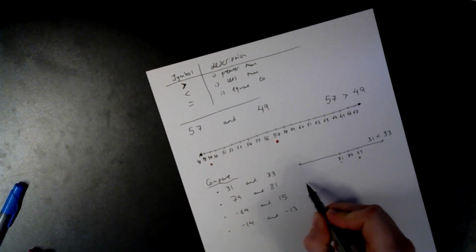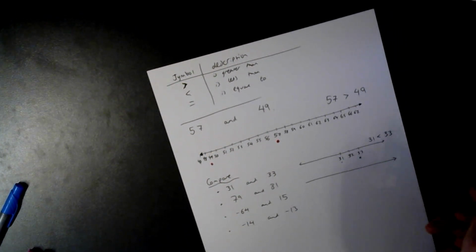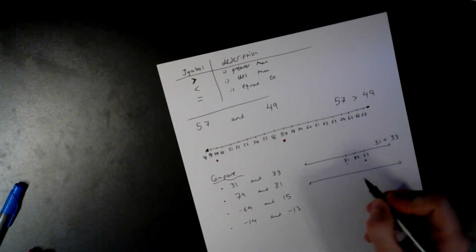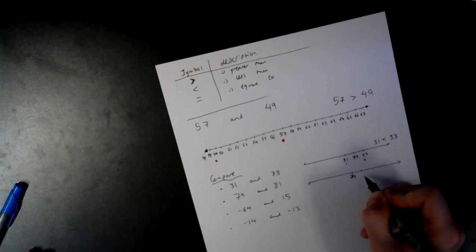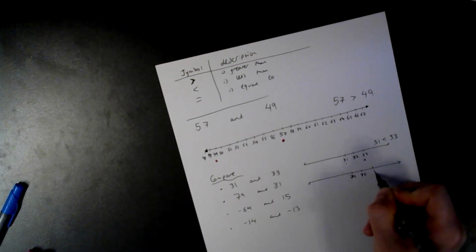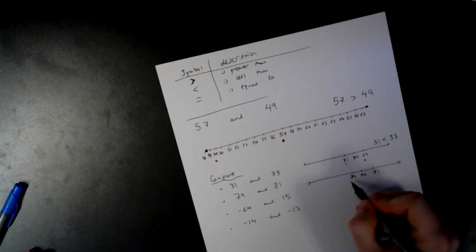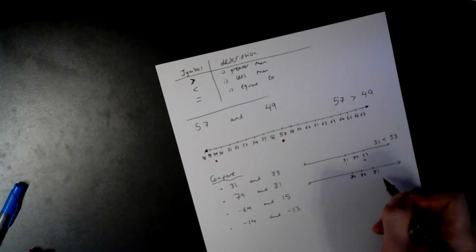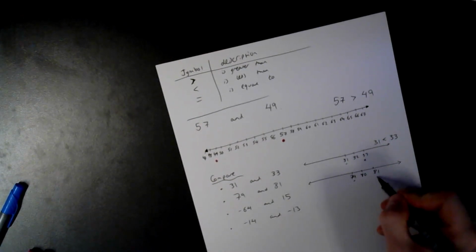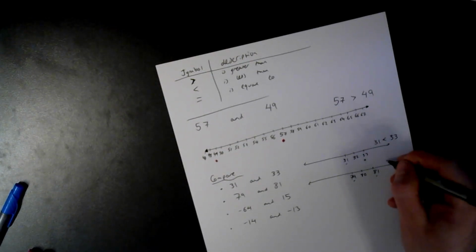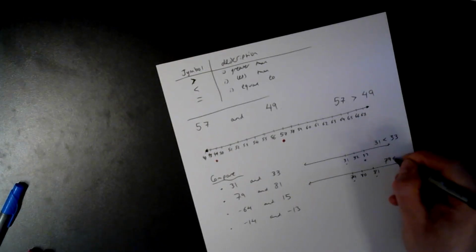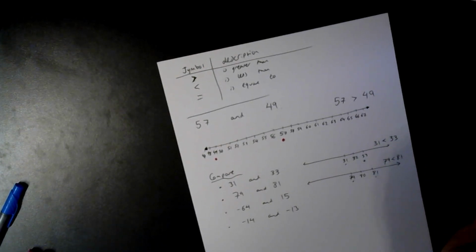Looking at 79 and 81, we draw our number line, put 79 on, and then we go 80, 81. We've got our numbers already, which is quite convenient. So 79's here, 81's there. 79 is to the left, so 79 is less than 81.